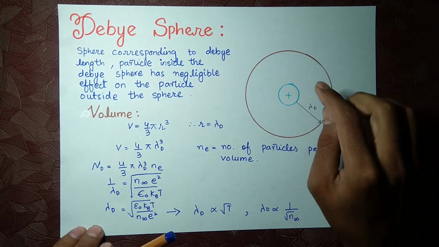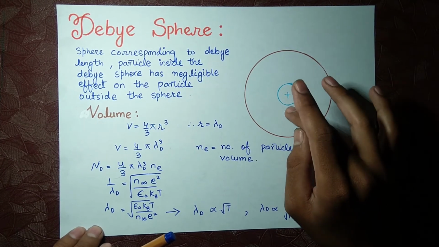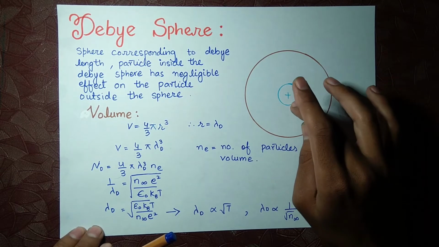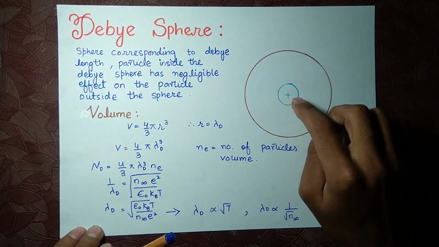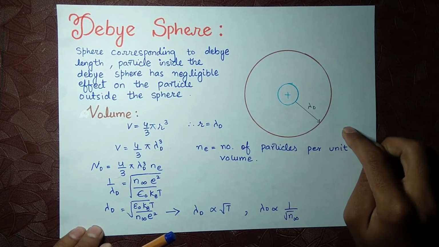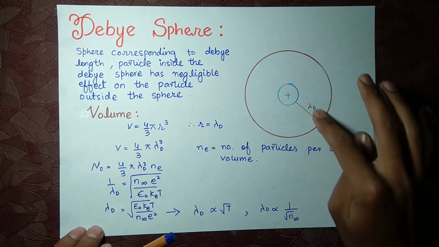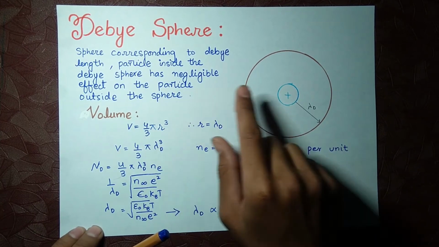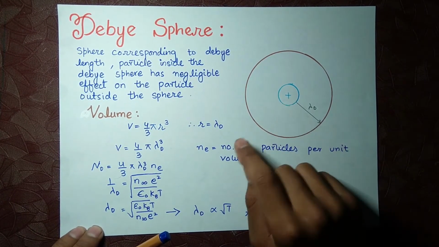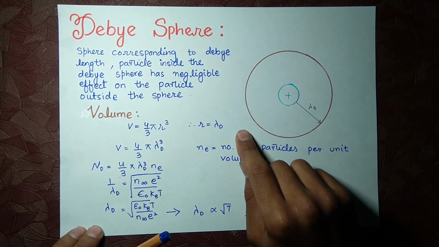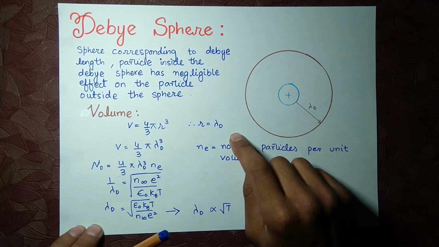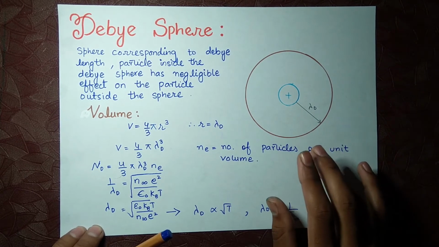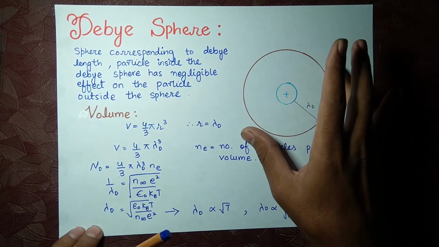We are going to prove next that the potential and the electric field from this particle will be 0 for a particle outside this sphere. So the sphere has a negligible effect on the particle outside the sphere. This sphere will have 0 potential and 0 electric field outside the sphere. We will prove this when we derive the Debye potential.